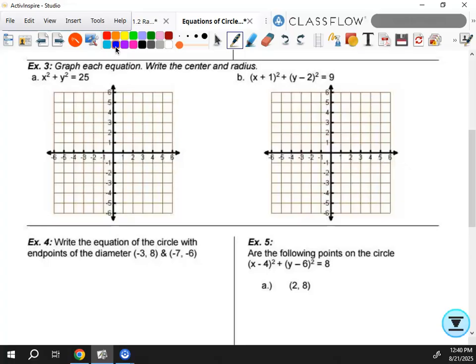So looking at this first one, what's my center? 0, 0. Good. And the radius? 5. Okay. Everybody understand how we get that from the equation? All right. So I'm going to plot my center. It's right here. And then from the center, I'm going to go to the right 5. And then from the center, I go up 5, back to the center, left, back to the center, down.